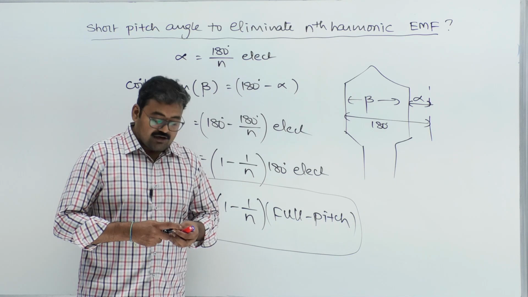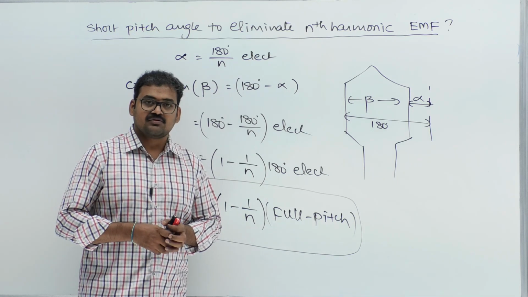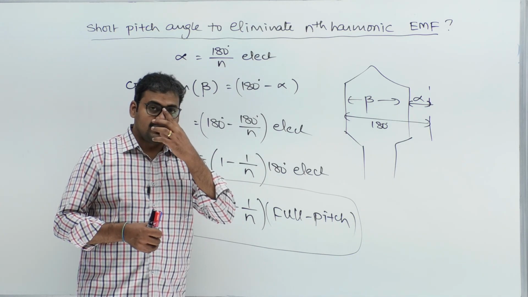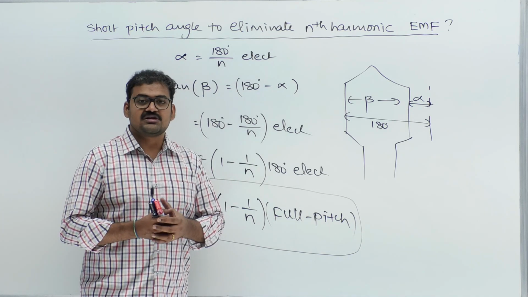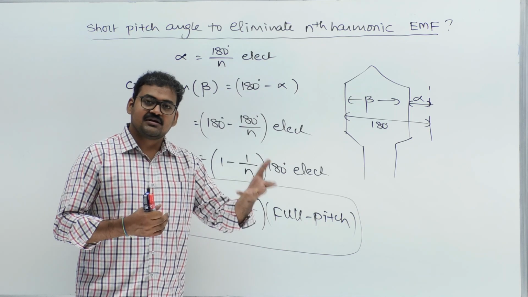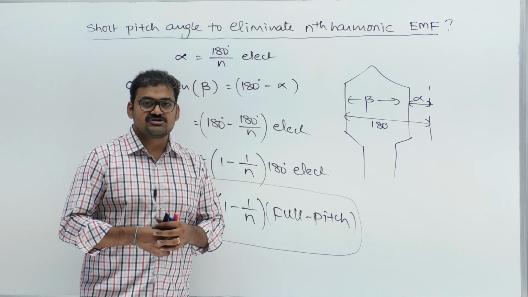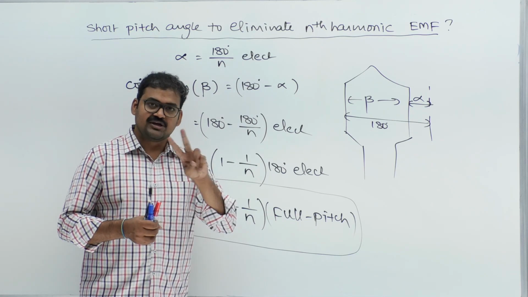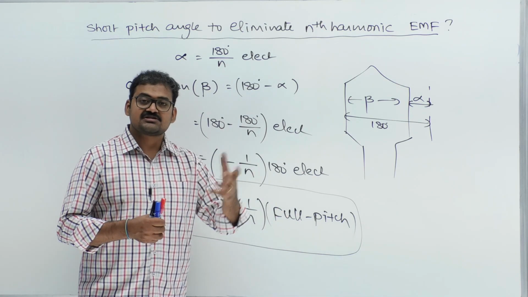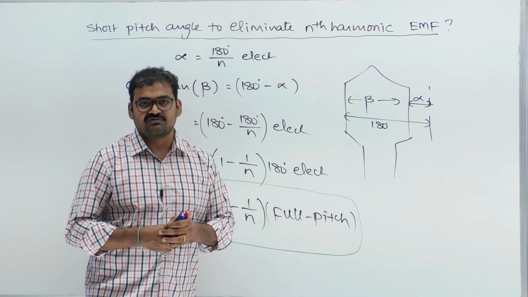Now I will conclude the lecture here. We studied about short pitch coils. In the next lecture we will try to solve a few numerical questions related to short pitch coils, and then we will discuss the further terminology of EMF equation. I am dividing the EMF equation into 2 lectures. One lecture is completed, and in the next lecture we will complete the remaining portion of the EMF equation.